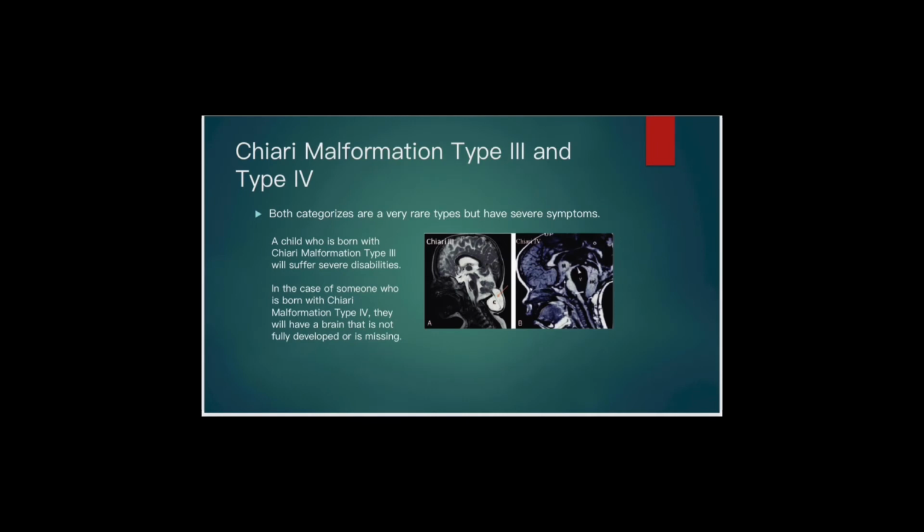Chiari malformation 3 and 4 are both very rare but also very severe and have very severe physical abnormalities. For instance, someone who is suffering from Chiari malformation 3 will have some part of the brain protruding from outside of the skull, whereas someone who has Chiari malformation 4 would be born with part of their brain missing. And you can notice those abnormalities in the x-ray pictures to the right.